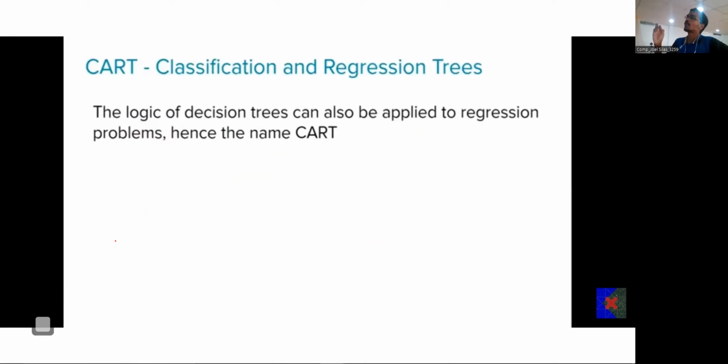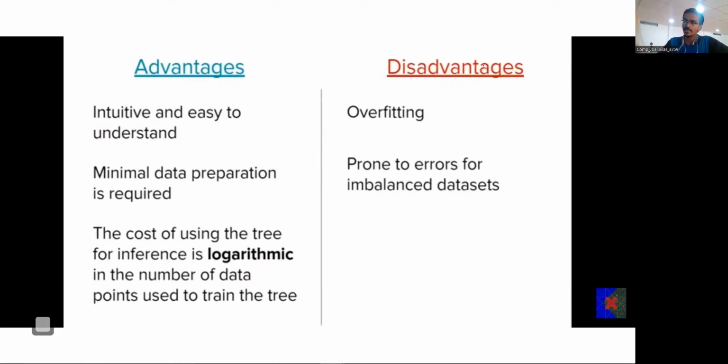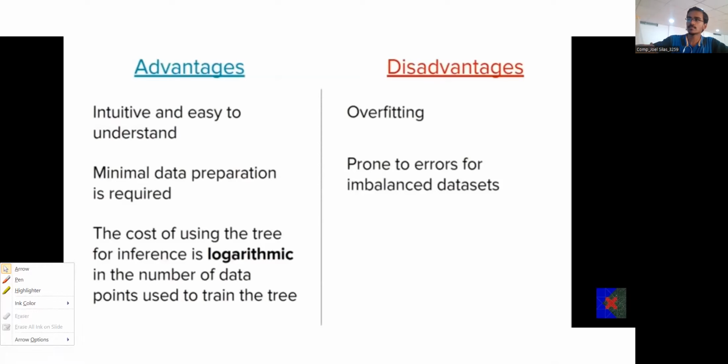Now, CART is a popular term which stands for classification and regression trees. These trees can be used for classification purposes, in which we have categories at the nodes, or for regression, in which we are taking decisions on whether the values are less than a particular value or greater than a value. So the logic of decision trees can be applied for regression as well as classification. Now, there are certain advantages and disadvantages as well.